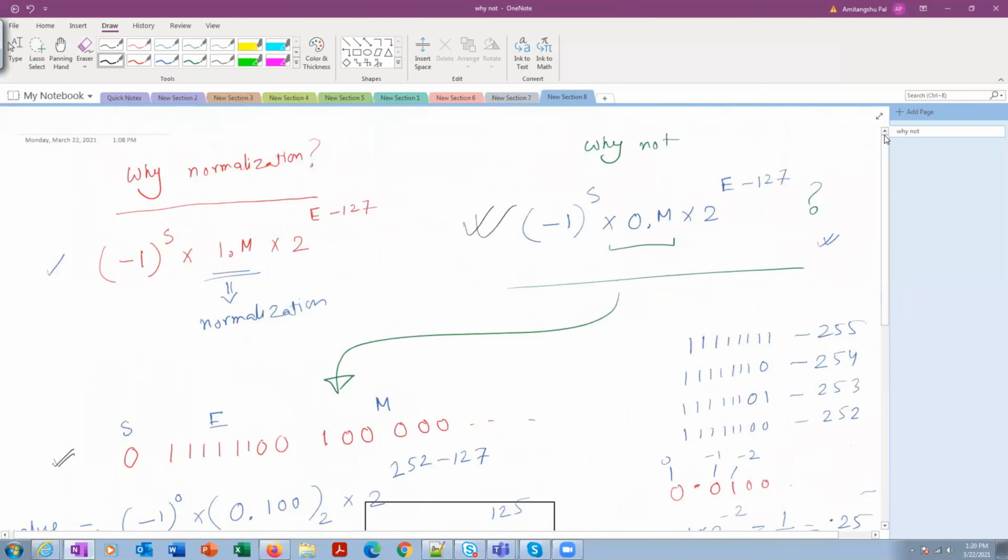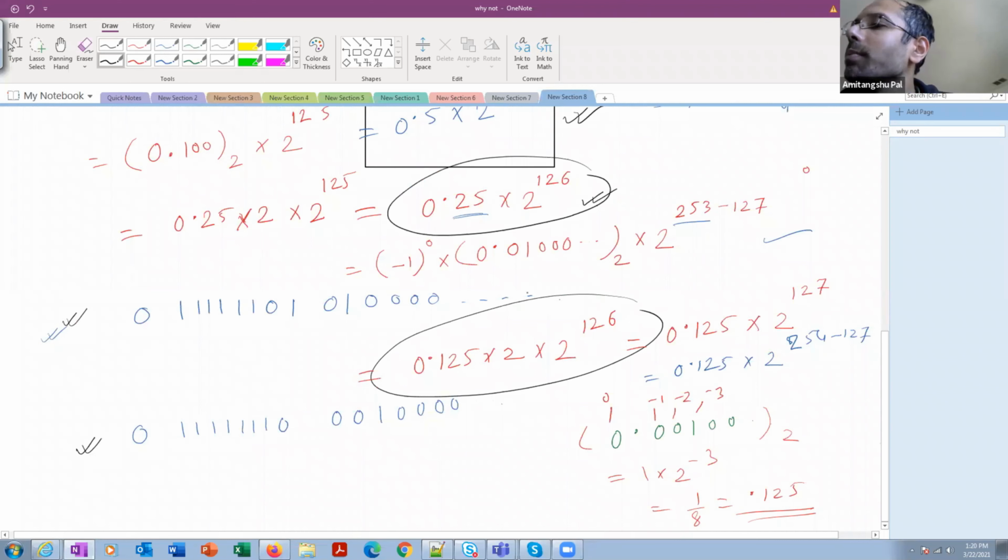Okay, this representation is the first representation. This is the second, this is the third representation. For representing the same values, I am using different binary patterns. And again, this is not going to stop over here. 0.125 you can also break as 0.0625 into 2. So then you will get another representation.